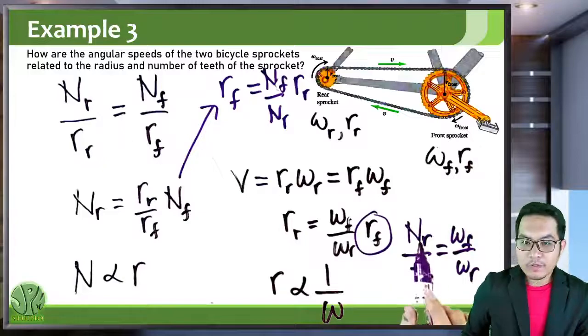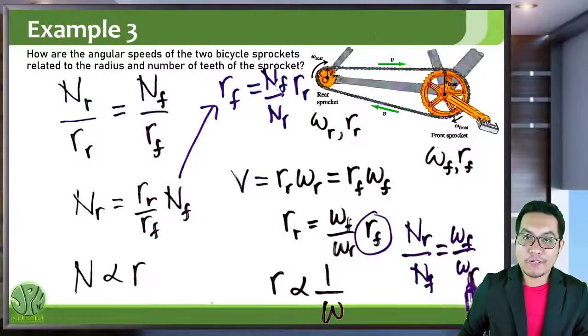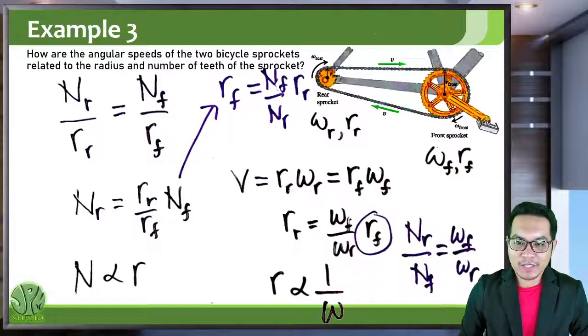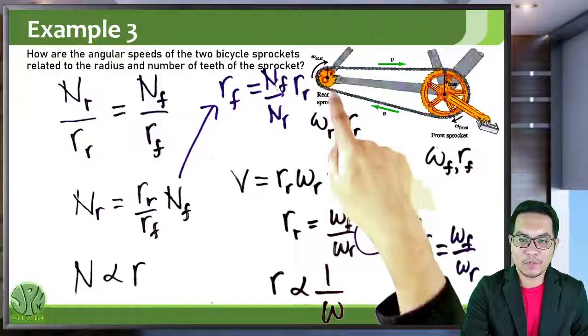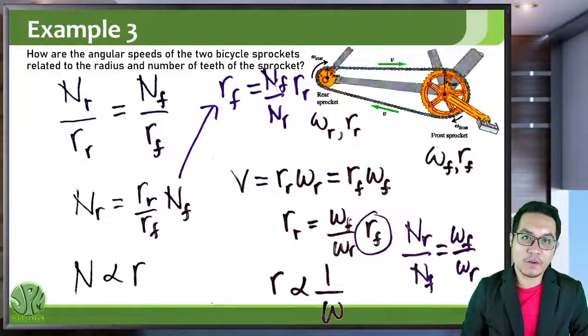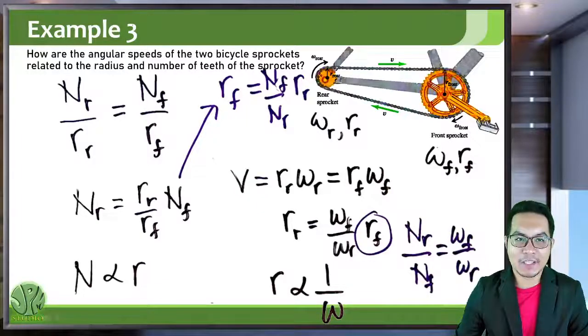So the number of teeth is inversely proportional to the angular velocity. The lower the number of teeth, the larger the angular velocity. Because if you have a small number of teeth, meaning you also have a small radius, and a small radius means larger angular velocity. So it's basically just an analysis problem.